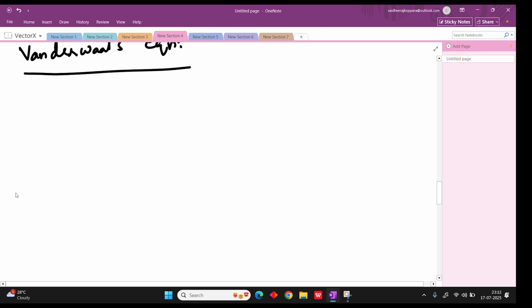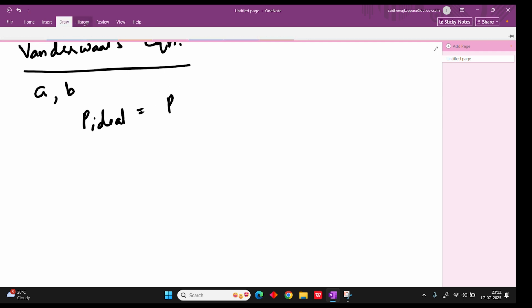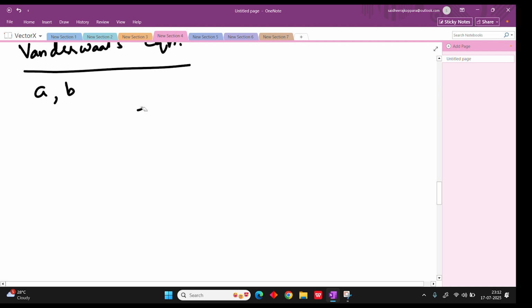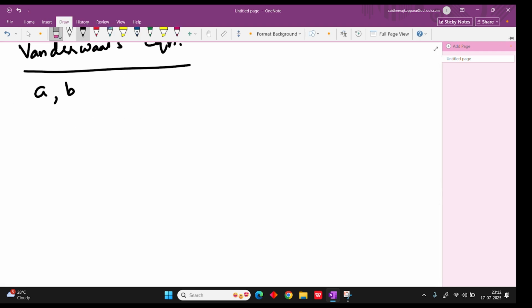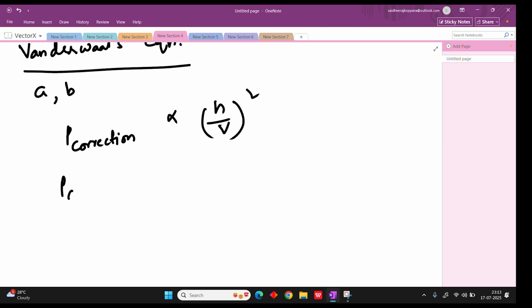So in this, he introduced two constants. One is A and one is B. Basically he said that the pressure correction is proportional to (n by V) whole square. So that is A n square by V square.